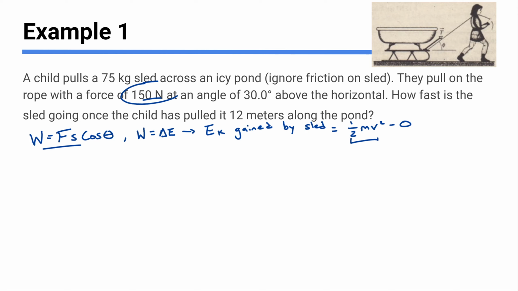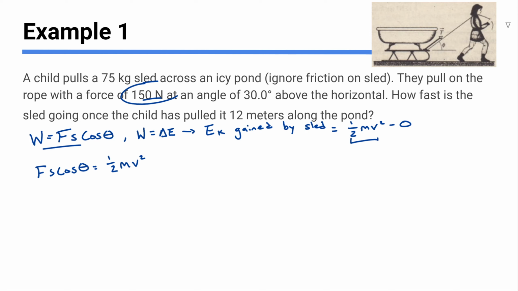So that's the work. So what we're going to do is set them equal, Fs cosine theta. The amount of work that the child does on the sled is equal to the change in energy of the sled, which in this case is just 1/2 mv² because it gains that much kinetic energy and it started with none. So this is a fantastic little equation that will do all the solving for me. I don't have to do net force equals ma and then SUVAT or anything like that. I can just solve for v right here because I know all of this stuff.